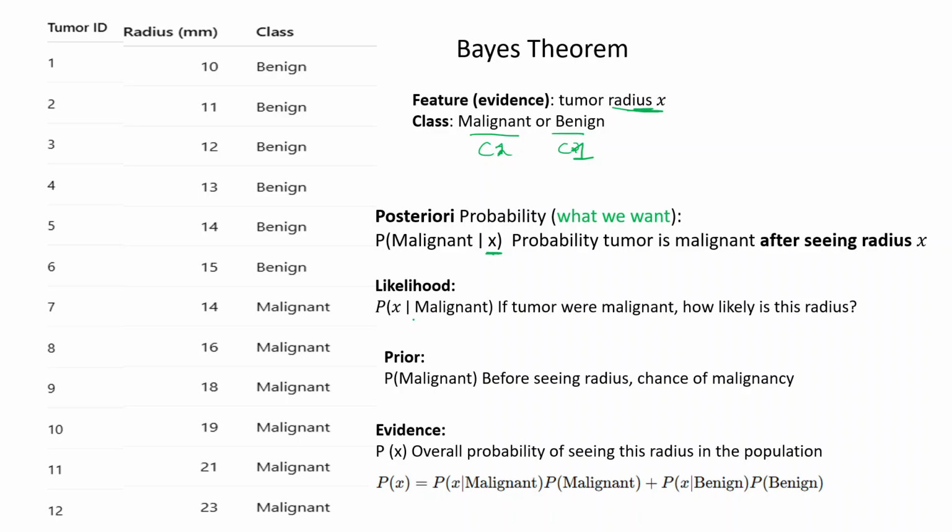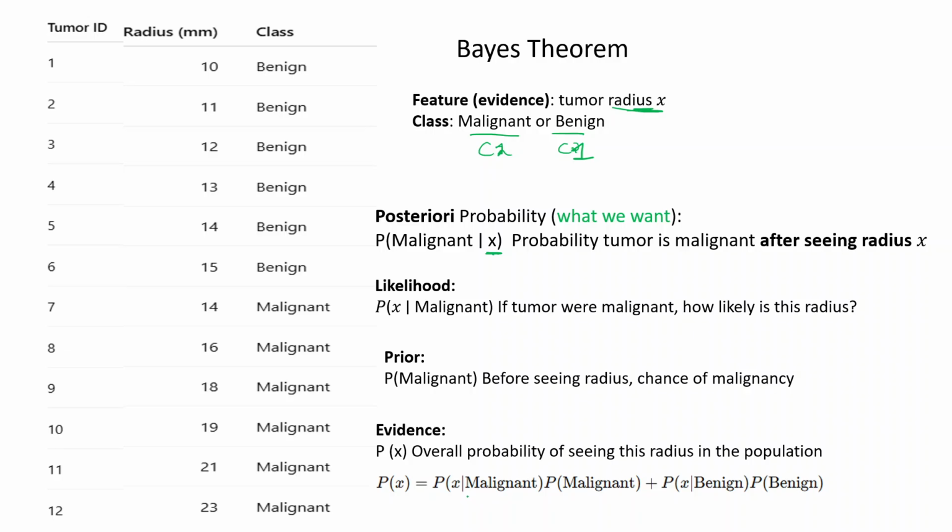Likelihood, that is P of X given malignant: if the tumor were malignant, how likely is this radius? That is, if we say it is malignant, how likely is this radius to belong to the malignant case. Prior probability of the malignant: before seeing the radius, what is the chance of malignancy? Evidence is the overall probability of the feature, that is, the overall probability of seeing this radius in the population.